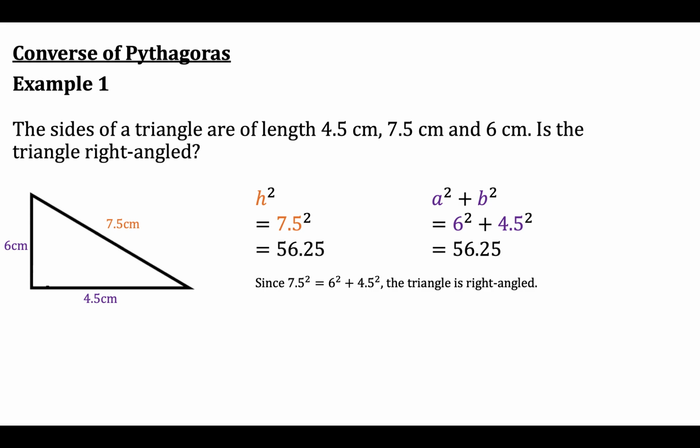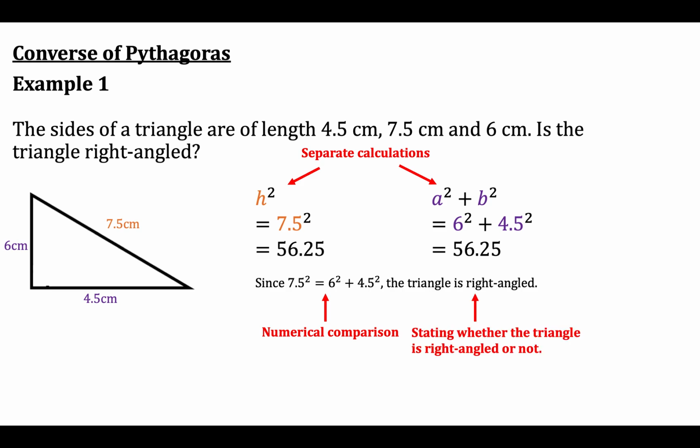So we've got a few things here going on. We've done our calculations separately. That's very important for Converse of Pythagoras because, like I said, it's a proof. So we can't have these equal to each other just yet. We have a numerical comparison in our answers, and then we have to state whether the triangle is right angled or not. So just now would be a good time to pause the video and take this down in your notes jotter. Okay, so hopefully you've copied that down.